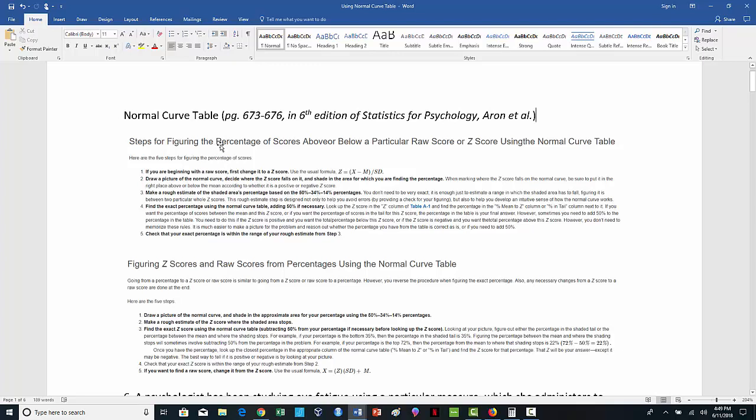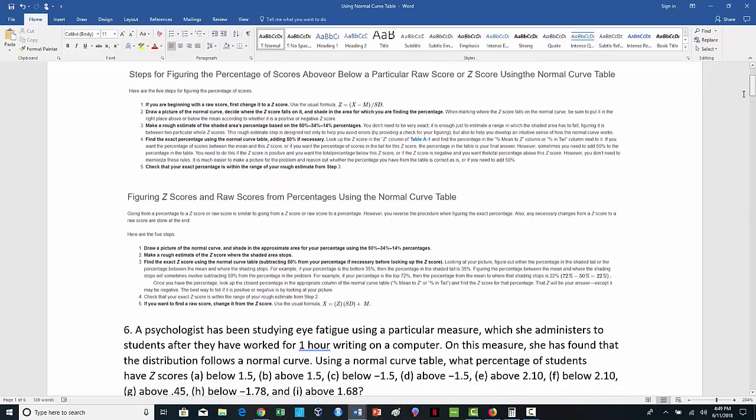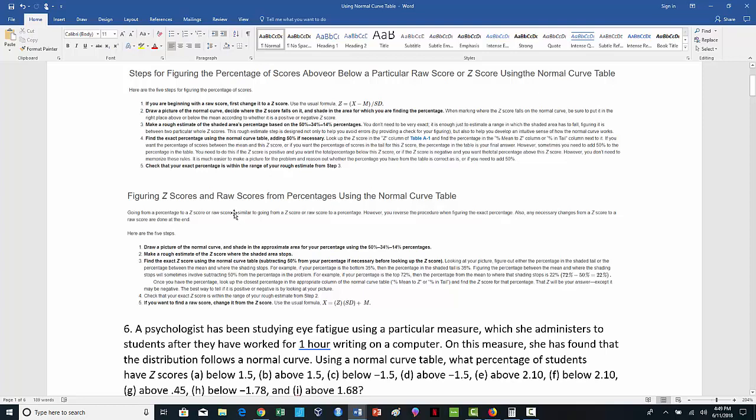So the first sets of problems ask you to figure the percentages of scores above or below a particular raw score or z-score using the normal curve table. The other sets of problems also involve 5 steps, and they're related, but they're different. It's kind of the reverse. Here you're going to be figuring the scores, either z-scores or raw scores, from percentages that are given to you using the normal curve table.